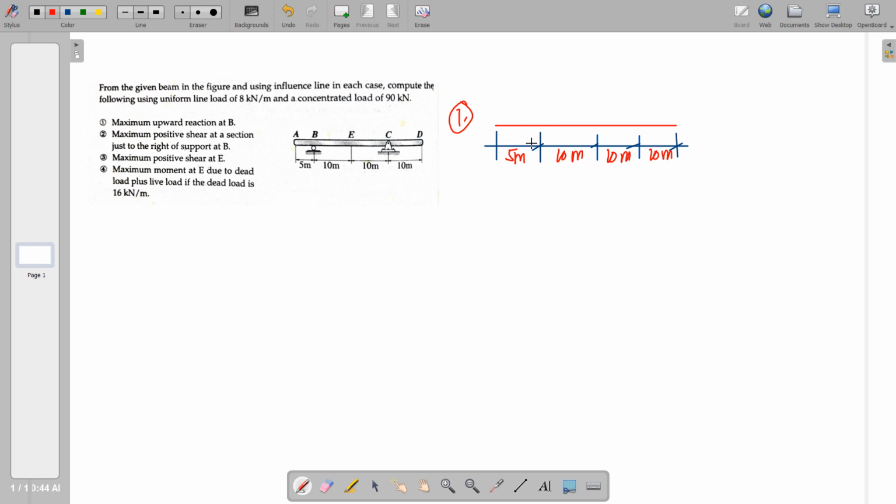So for the reaction at B, it could be illustrated by Mahler-Breslau, wherein we allow a vertical movement at B. Say this is the vertical movement that is equivalent to 1. And of course, it is restrained at this section, point C, so that it will have an influence line diagram passing through C because it is pin connected.